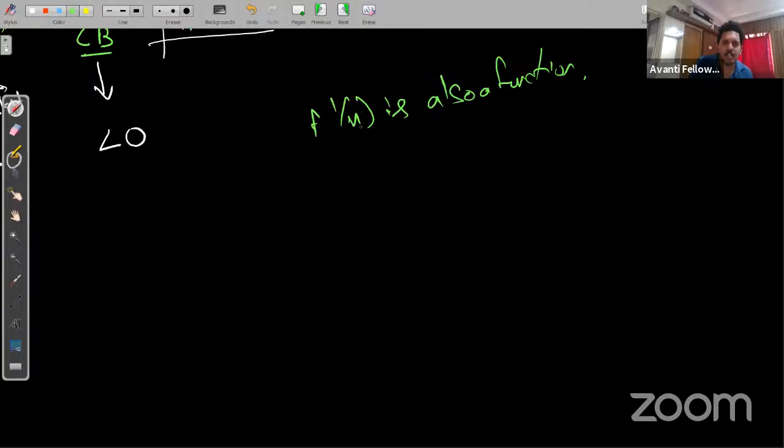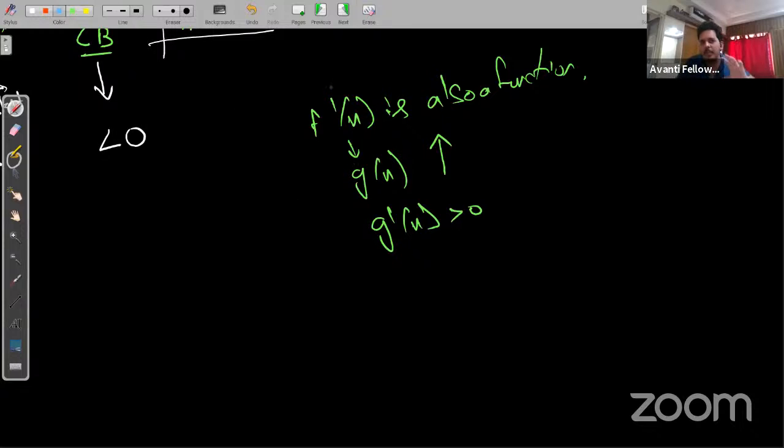If I take my f dash of x as some g of x, and if I am able to prove g of x is increasing, then what can I say? Then g dash of x is greater than 0, na? Guys, do you agree or not? If I am able to prove my g of x is increasing, then the derivative of g of x is greater than 0. Are you understanding my logic or not?